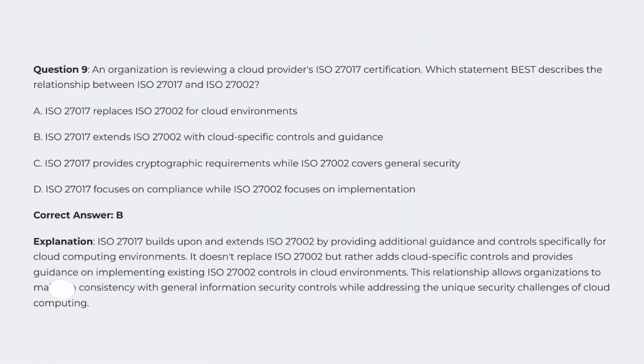Correct answer, B. Explanation. ISO 27017 builds upon and extends ISO 27002 by providing additional guidance and controls specifically for cloud computing environments. It doesn't replace ISO 27002, but rather adds cloud-specific controls and provides guidance on implementing existing ISO 27002 controls in cloud environments. This relationship allows organizations to maintain consistency with general information security controls while addressing the unique security challenges of cloud computing.